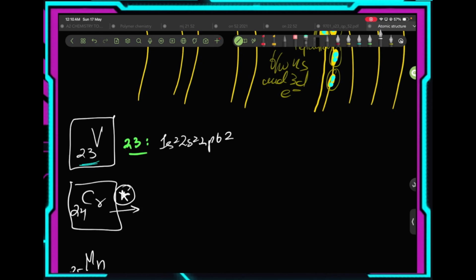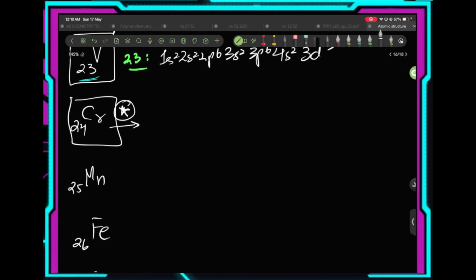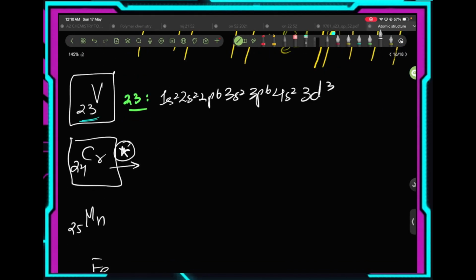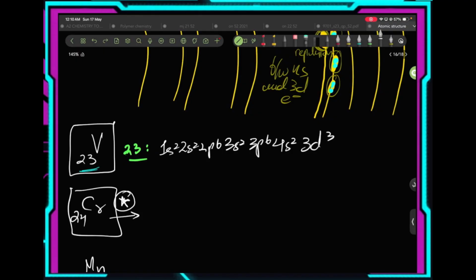You have 2p6, 3s2. What's after 3p? It's going to be 4s2, and 3d. 4s2 and 3d3. Let's move on to chromium. Okay, there's a mistake over here. This is not the final version of your electronic configuration. What's the mistake? The 3d and the 4s.